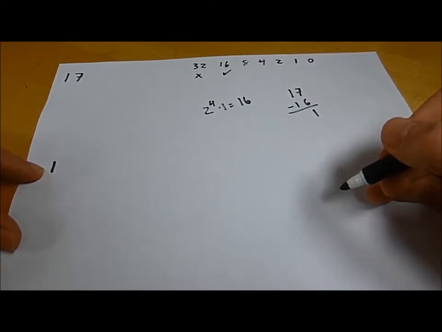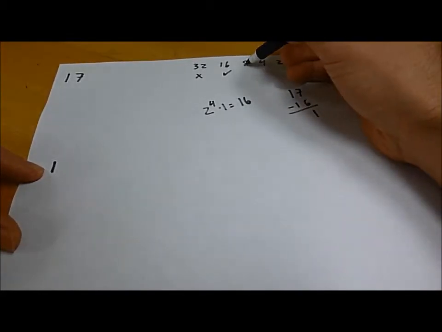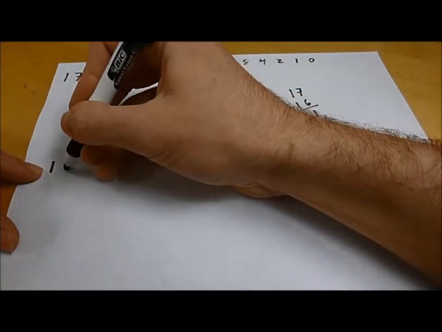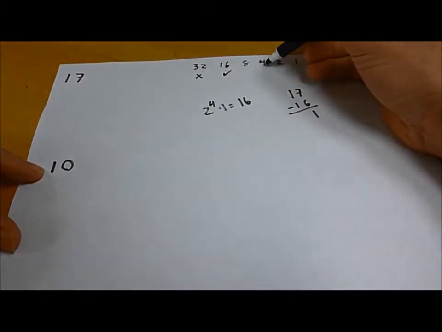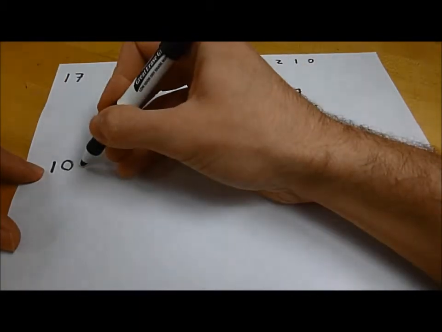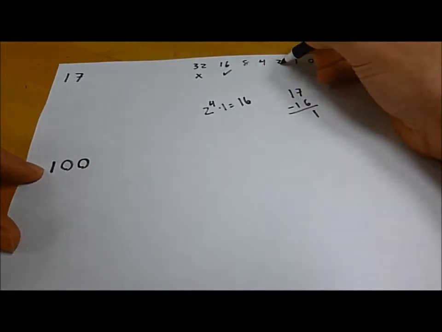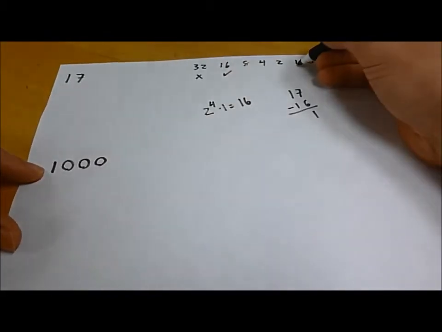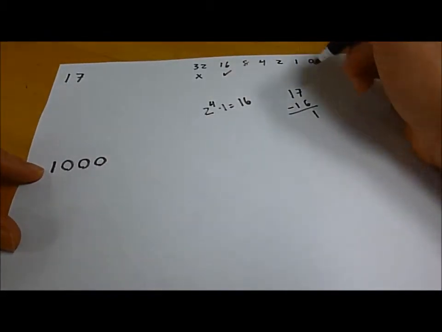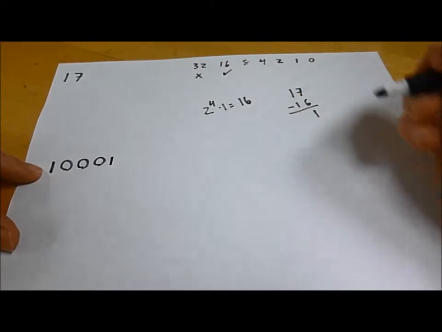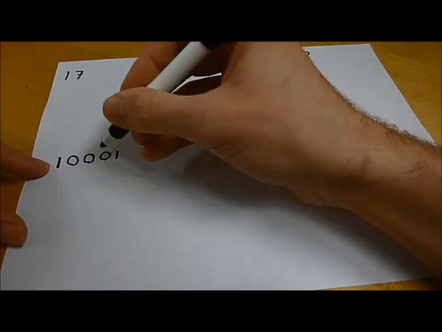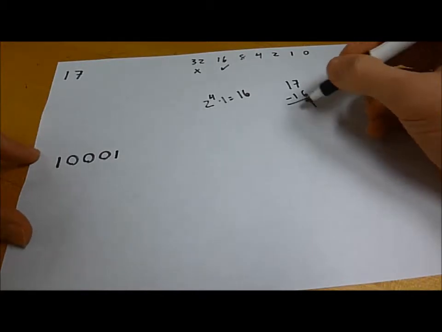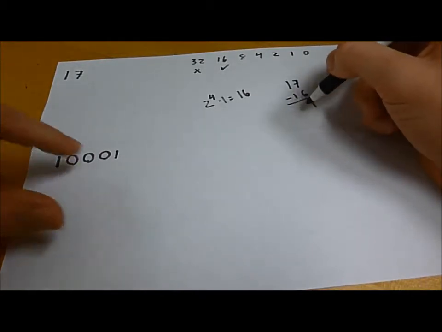We will then look at the 8's place. Can 8 go into 1? Of course not. So we put a 0. Can 4 go into 1? No. So we put a 0. Can 2 go into 1? No. So we put a 0. Can 1 go into 1? Yes. So we put a 1. This number is our binary representation of 17. And we know that we're done because we just put a 1.